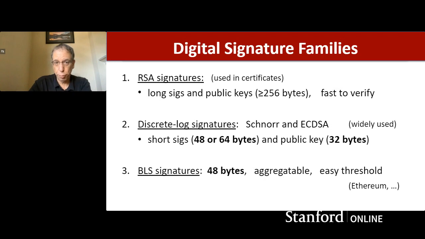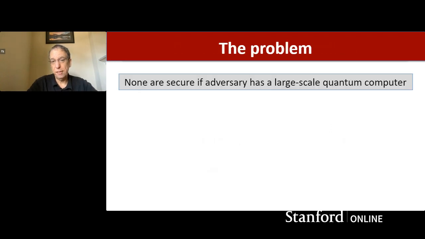Now, of course, the problem with these signature schemes is that they are not secure against an adversary that has access to a large-scale quantum computer. So again, I'm sure many of you have heard, quantum computers are computers that are based on quantum physics, not classical physics, and in fact, they're able to solve certain problems faster than can be done by a classical computer. Unfortunately, one of the first examples that we have of this is that these quantum computers are able to break all the signature systems that we just described.